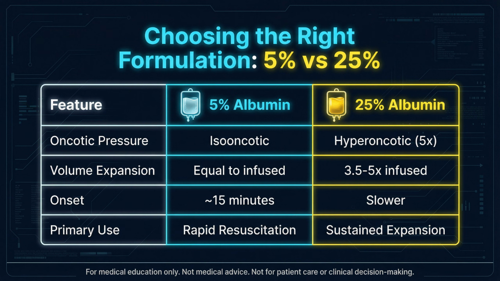When we talk about giving albumin, we have two main formulations, 5% and 25%. The 5% solution is isooncotic, meaning it has the same oncotic pressure as plasma. It provides volume expansion equal to the volume you infuse. In contrast, the 25% solution is hyperoncotic with 5 times the oncotic pressure of plasma. This means it pulls in a significant amount of fluid from the interstitial space, expanding the intravascular volume by 3.5 to 5 times the amount infused.